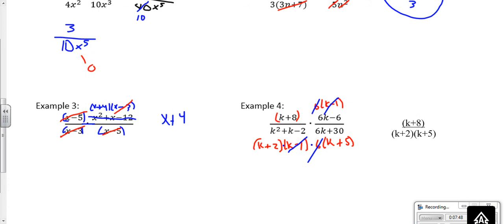Now again, if they asked for excluded values, we'd have to say this would be negative 2, this would be 1, and this would be negative 5, if they asked for those. In this case, they do not, so we'll leave it at that. But good to keep in mind.